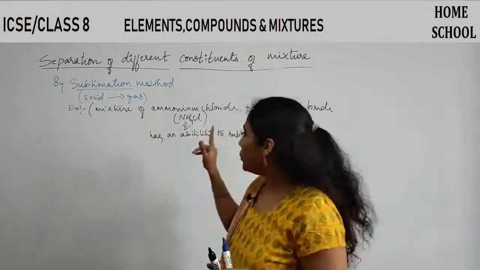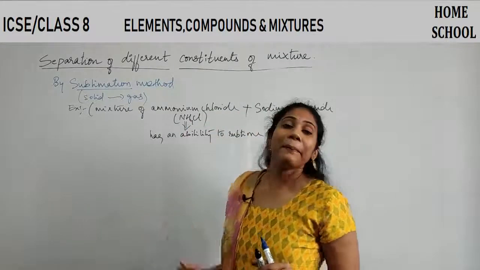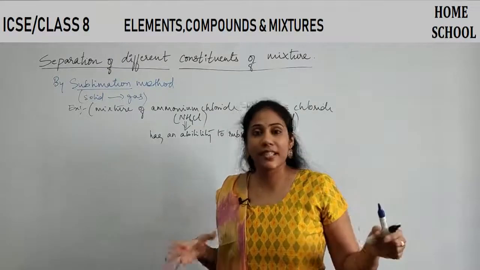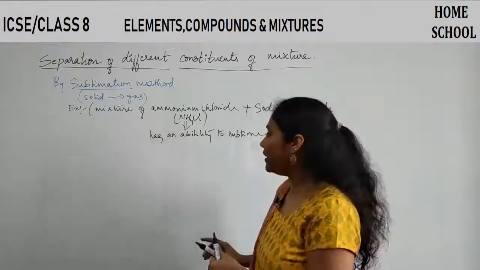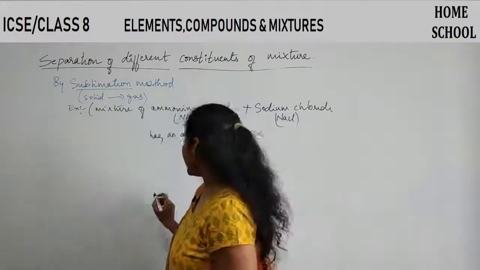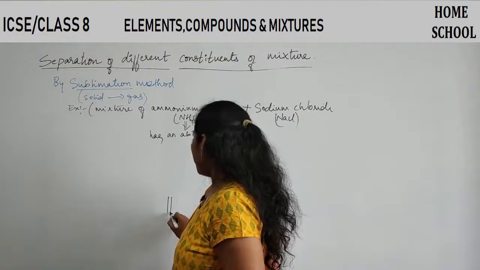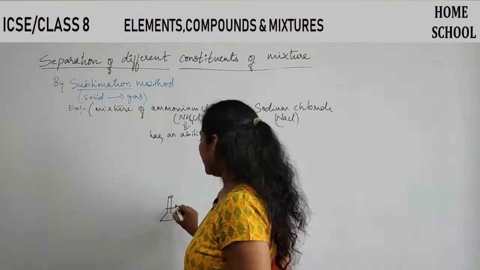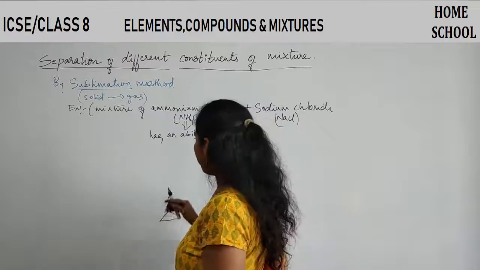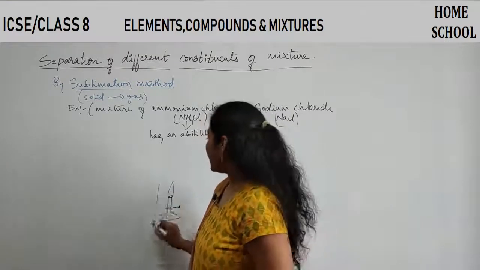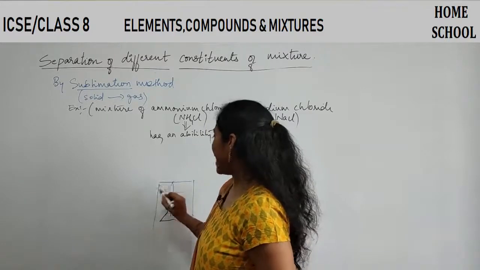Only ammonium chloride has that ability to get converted from solid state to gaseous state. So what we will do here is, see, one small experimental setup. From the bottom we should start heating. Say this is the Bunsen burner. From this you get a flame, isn't it? So you get a flame, and this is a certain stand.